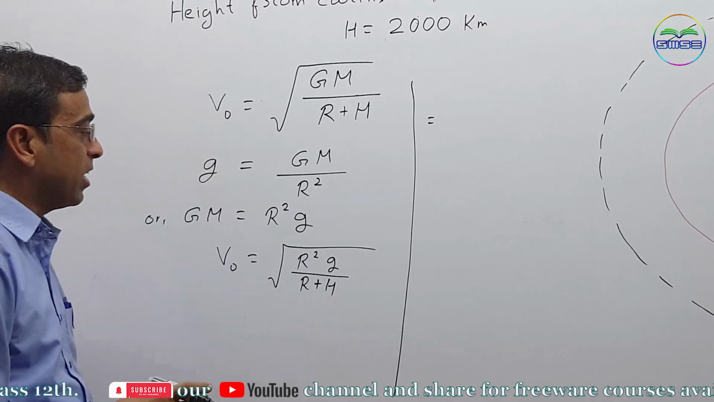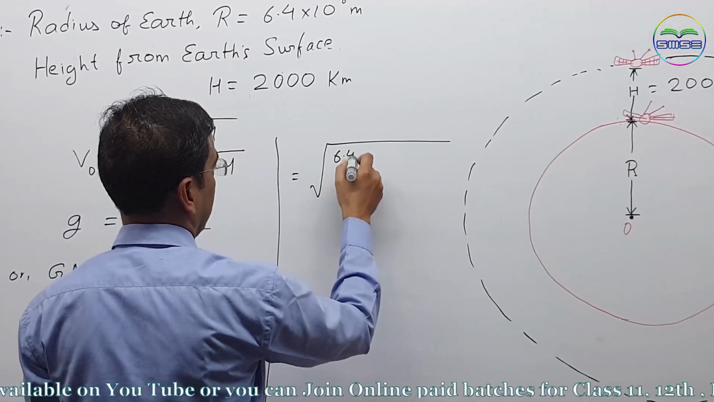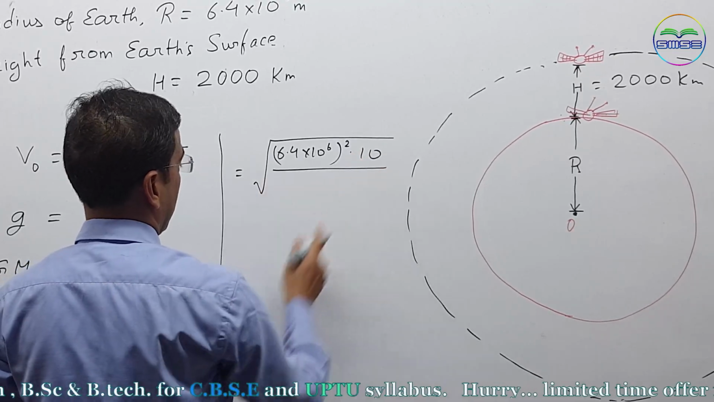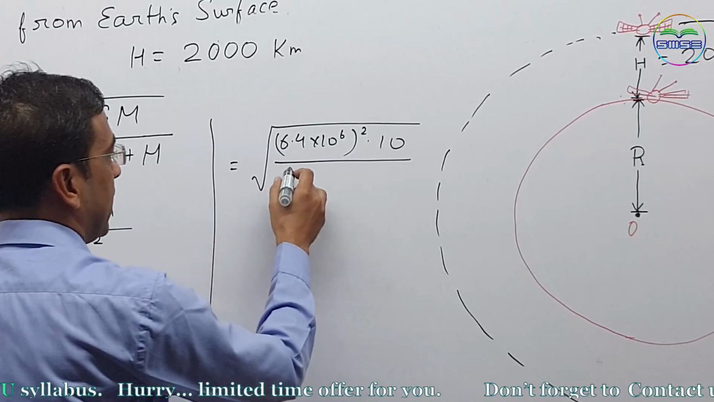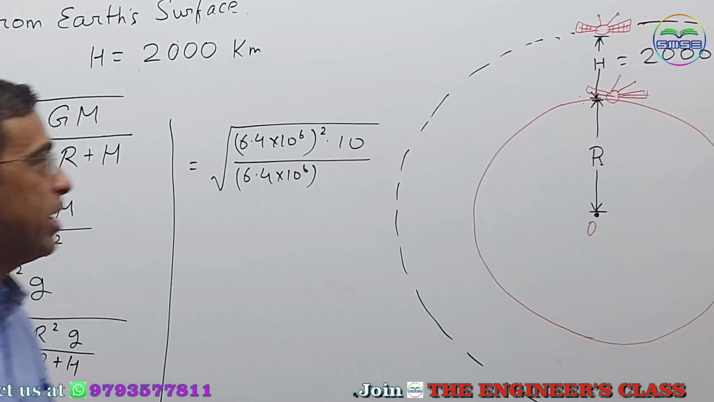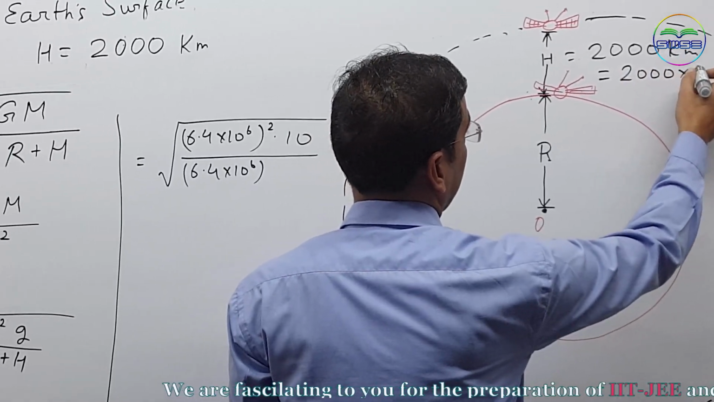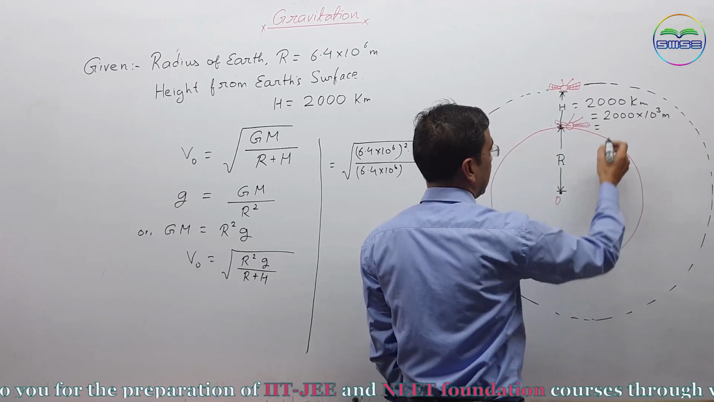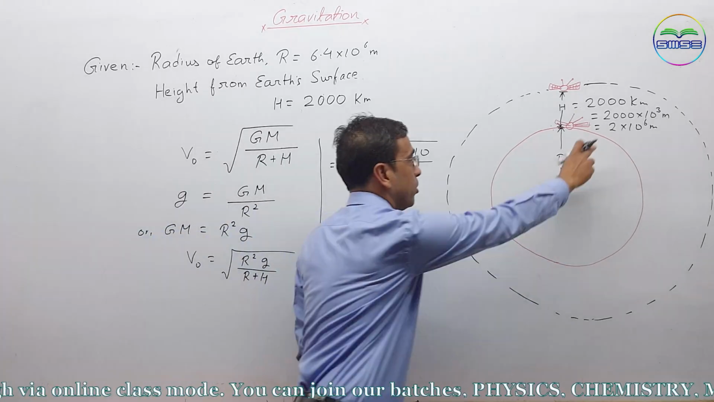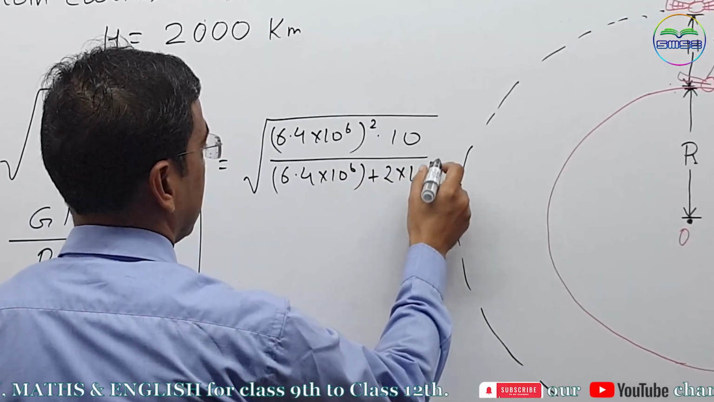Now I am putting the numerical value of radius of Earth, that is R square. So we have to put here R as 6.4 into 10 to the power 6 to the whole square and gravitational acceleration as 10. And the distance R plus h, with radius of Earth 6.4 into 10 to the power 6 and h as 2000 kilometer, and when we convert it into SI units, 2000 kilometer will be equal to 2000 into 10 to the power 3 meters, and it is equal to 2 into 10 to the power 6 meters. So after putting the value h equal to 2 into 10 to the power 6 meter, here 2 into 10 to the power 6 meter.